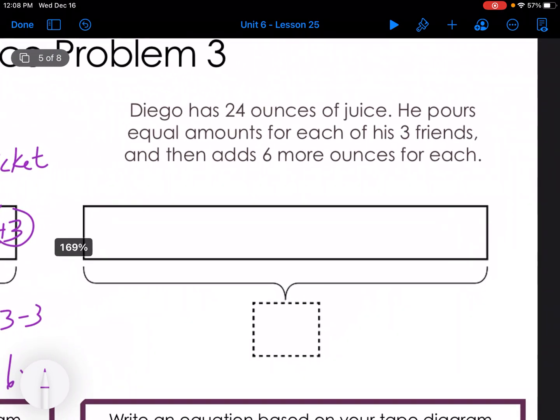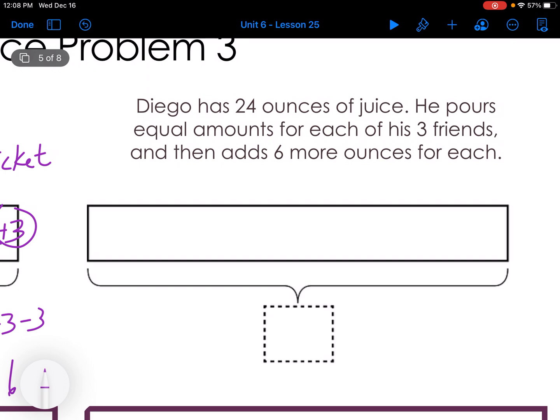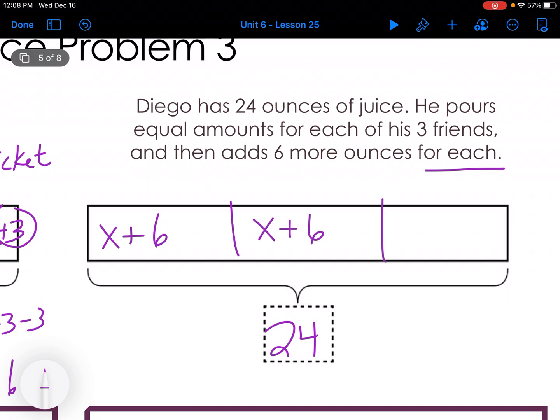All right, Diego has 24 ounces of juice. That's what he has in total. He pours equal amounts for each of his friends and then adds 6 more ounces for each. So he has 3 friends and he adds 6 more ounces for each. So that tells me each cup, not just in one cup altogether. So that's going to be x plus 6, x plus 6, x plus 6.